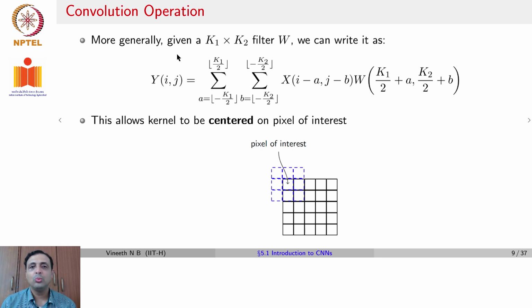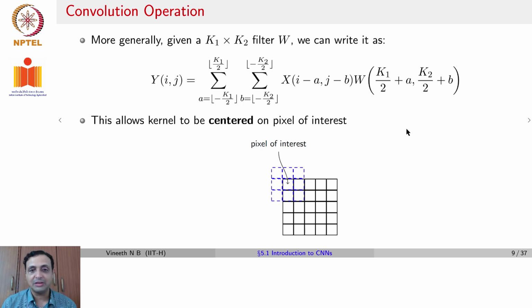More generally, we can also write convolution in the form that you see here, where we are writing the indices going from the floor of minus k1 by 2 to k1 by 2 and minus k2 by 2 to k2 by 2. There's a particular reason we are talking about it, because if we write the equation of convolution this way, that's the only difference. Otherwise, the rest of it is more or less the same. Obviously, the indices of W change because of how we wrote the indices in the summation here.